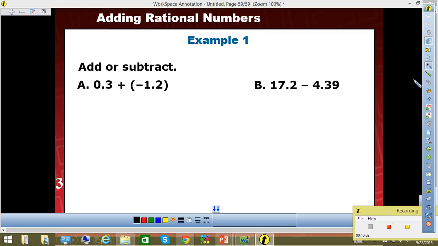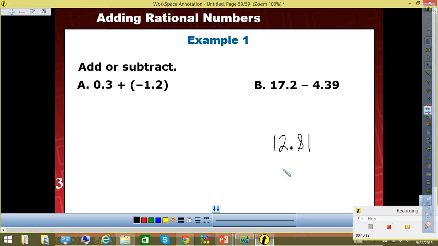Bless you. What's that? 12 point what? 81. Hands if you got that. Looks about right.